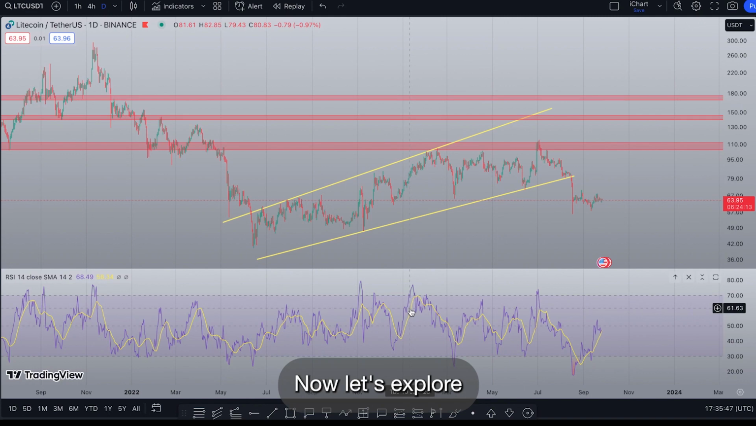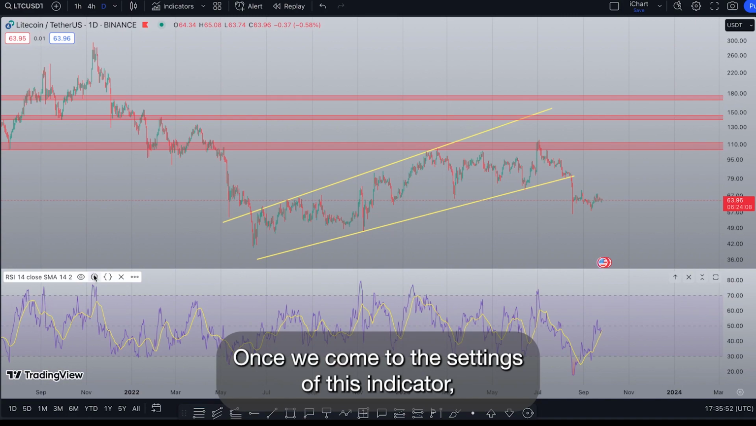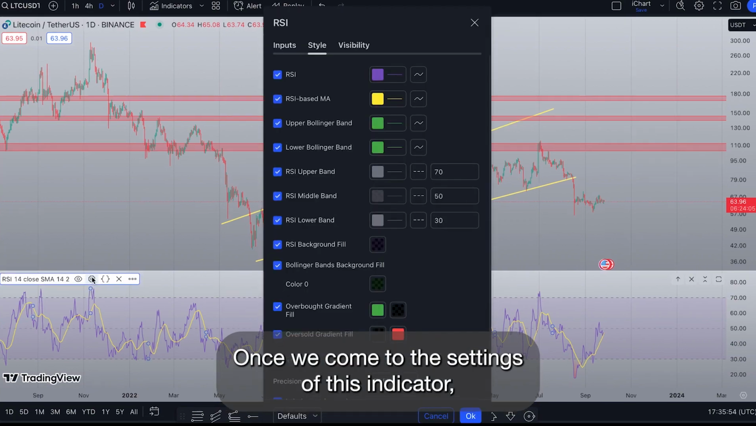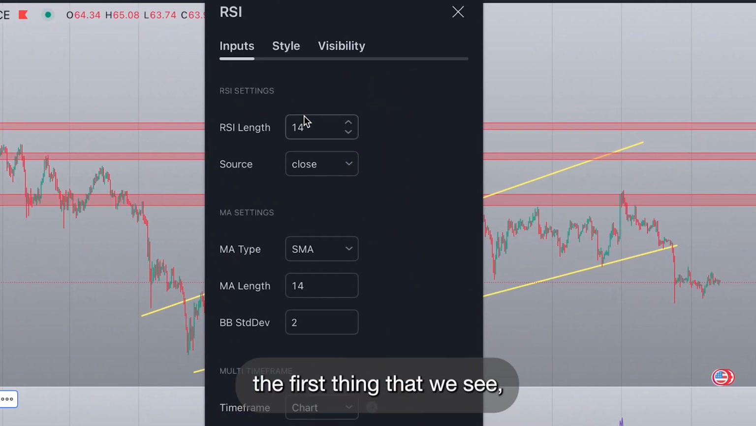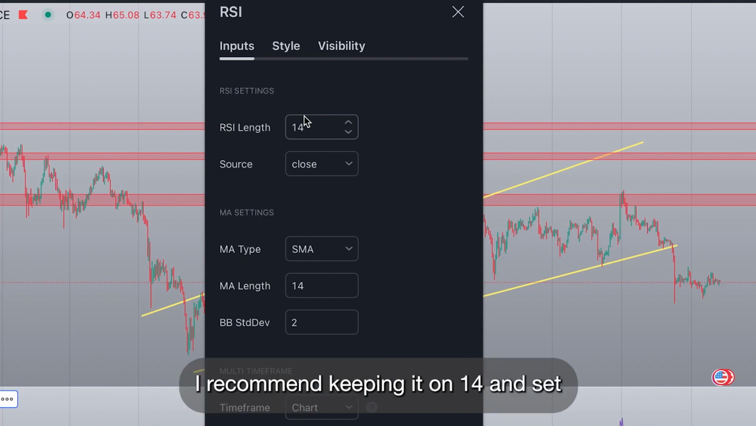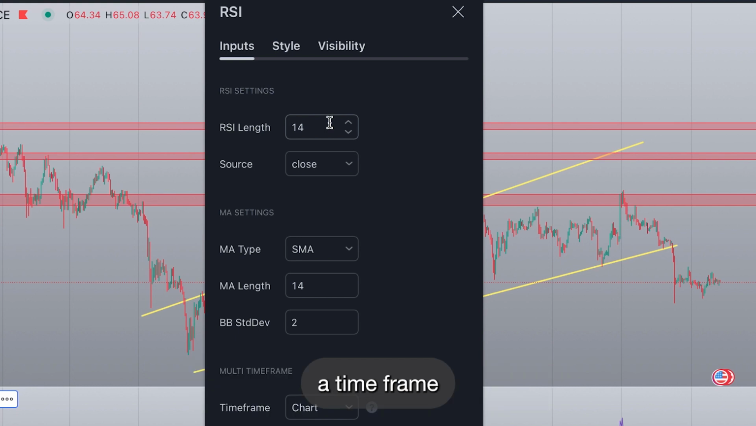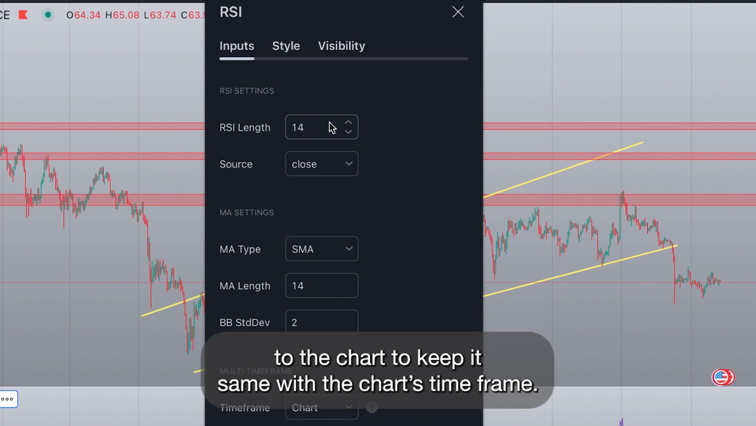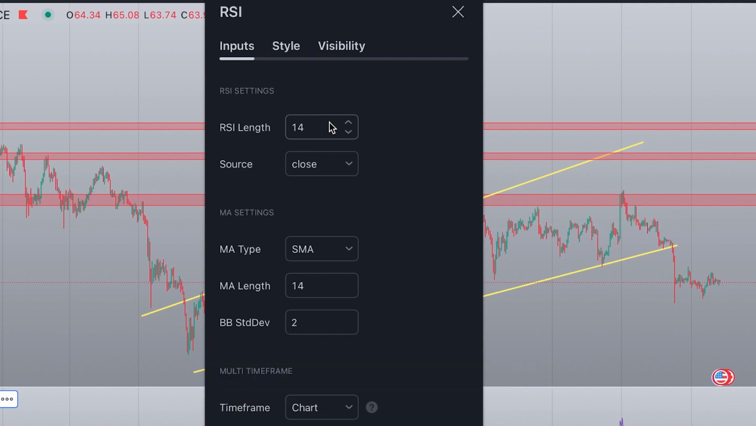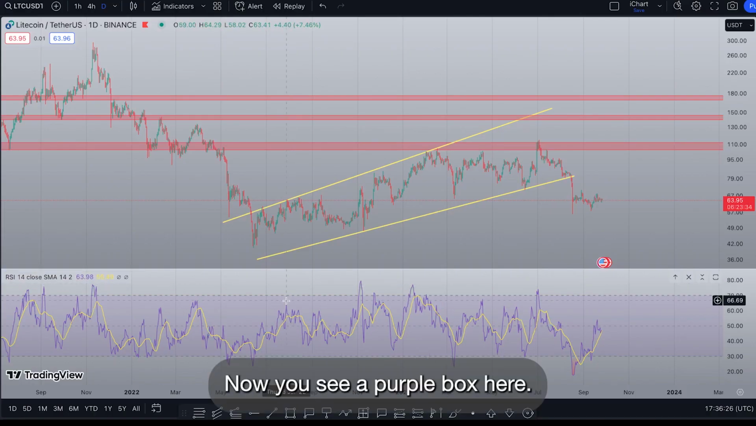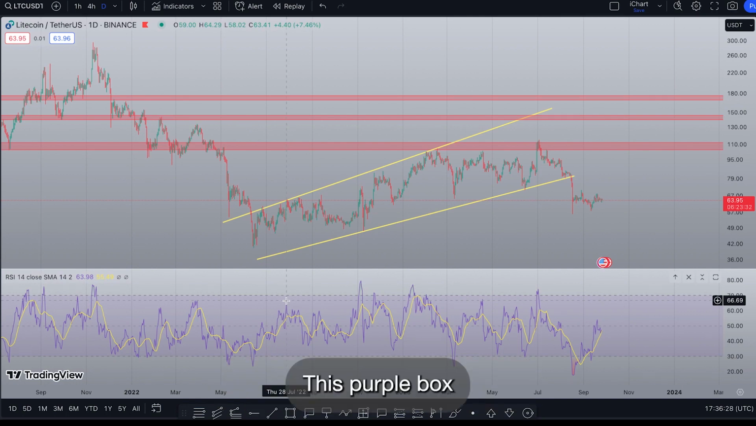Now, let's explore different, important parts of this indicator. Once we come to the settings of this indicator, the first thing that we see in the inputs section is the length of RSI. I recommend keeping it on 14 and setting the time frame to the same as the chart's time frame. Alright, now you see a purple box here. This purple box is actually called the RSI zone.